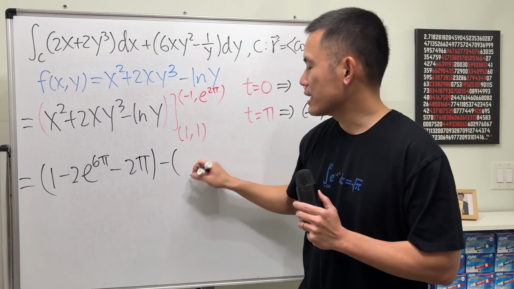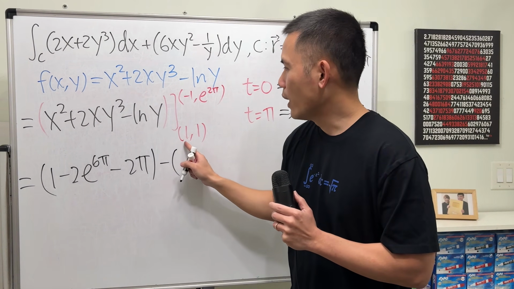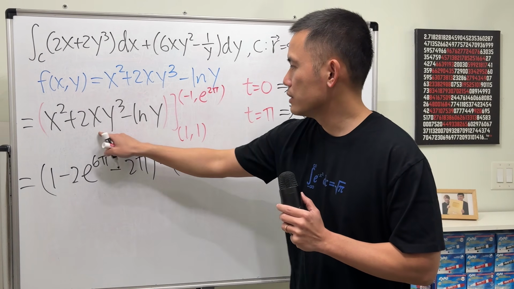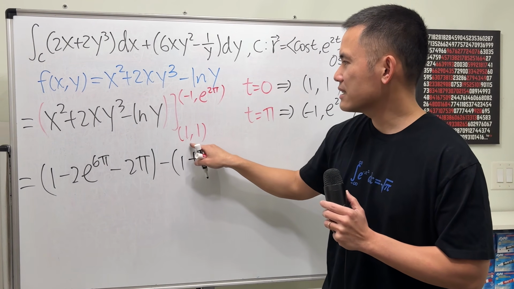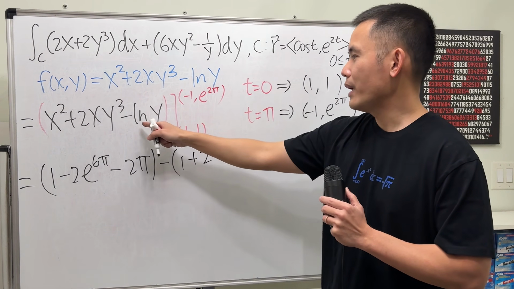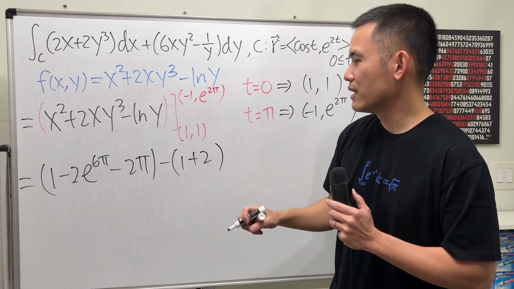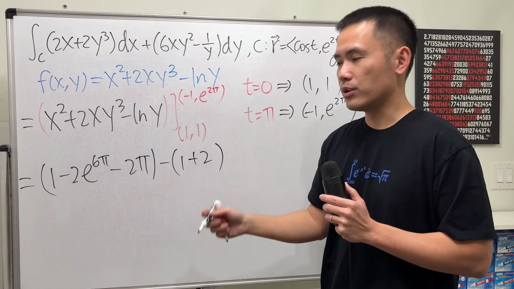Then we are going to subtract, plugging 1 into all that. 1 into x, we get 1. 1 into this is 2, and then 1, so it's +2. And lastly, that's ln 1, which is 0, so that's what we have. And then we just have to clean this up a little bit.